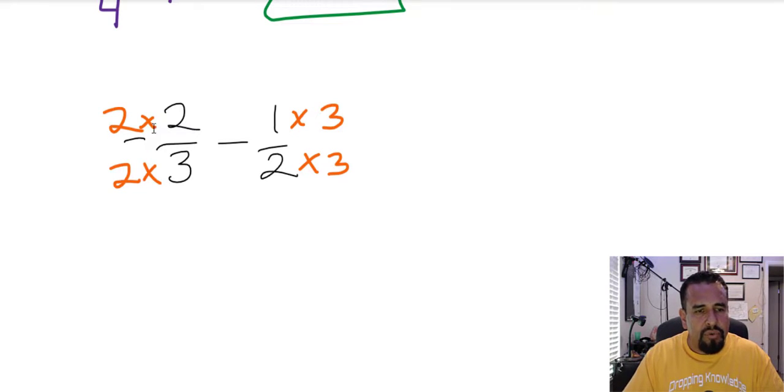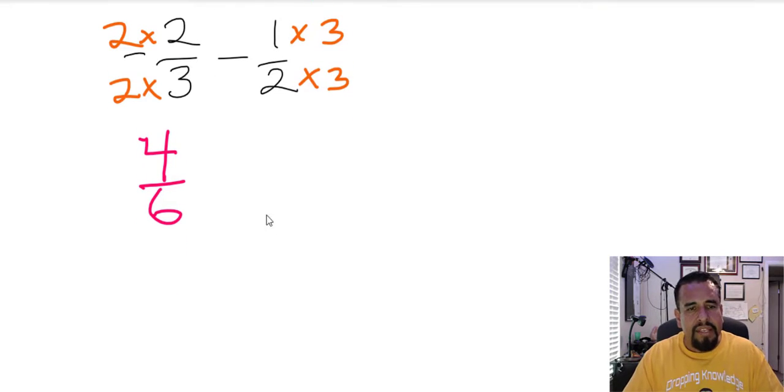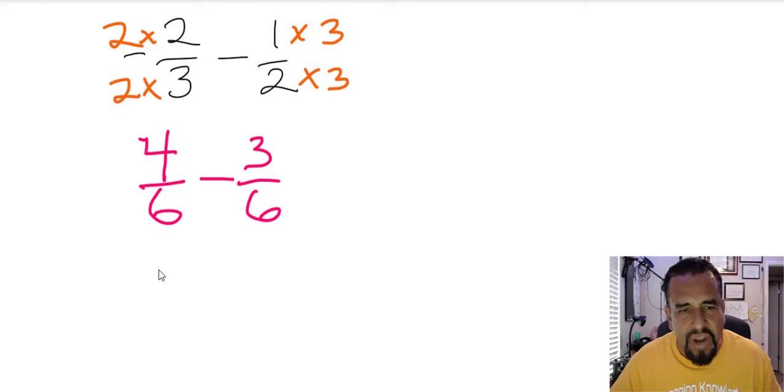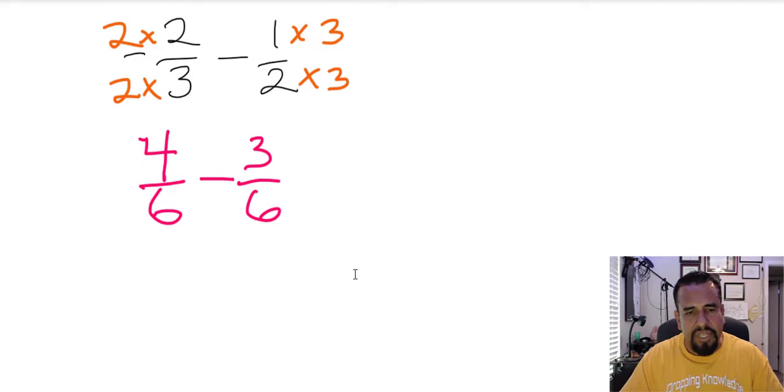2 times 2 is 4. Ooh, that's a crazy looking 4. It's almost Egyptian. And 2 times 3 is 6. There we go. So now we got a 6 there. Here's my minus sign right there. Let's bring that down here. And now 1 times 3 is 3. 2 times 3 is 6. I am ready to subtract now. Let's do this.